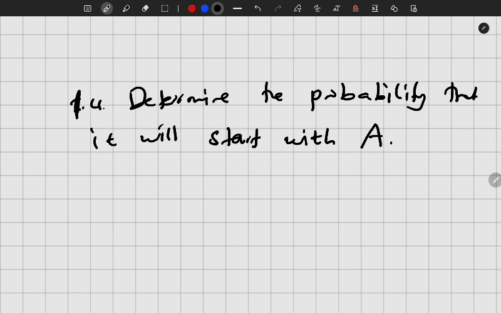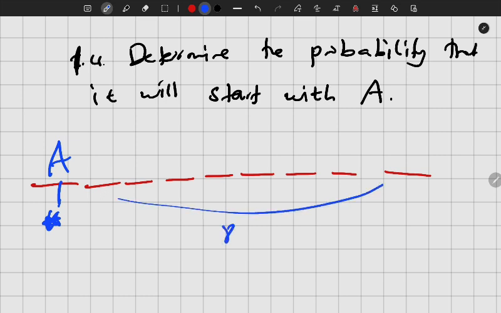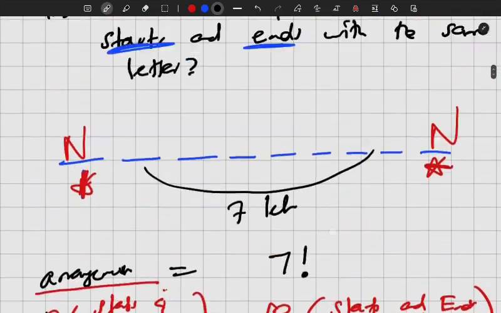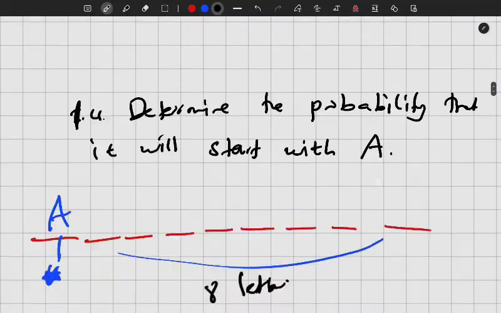Then the next question is 1.4. Determine the probability that it will start with A. So again, we have 9 slots, starting with A. Then we can have any other letters here, and we only have one A, so we have one option to choose from here. We are left with 8 letters. So the arrangements are going to be 8 factorial, divided by repeated letters. We always check. We only have 2 N's, so it's going to be divided by 2 factorial.